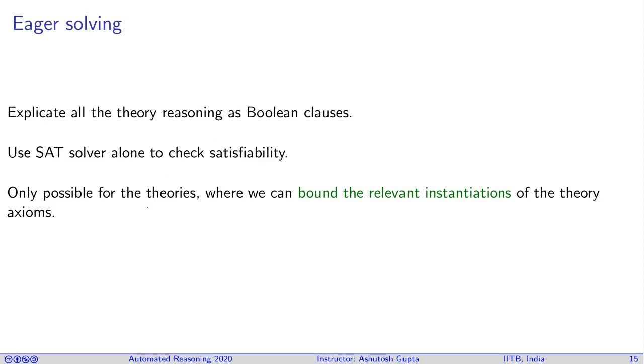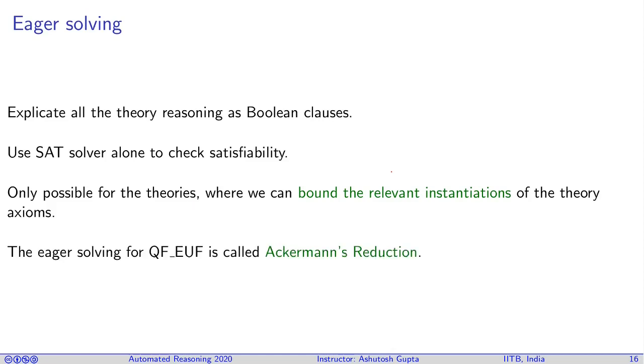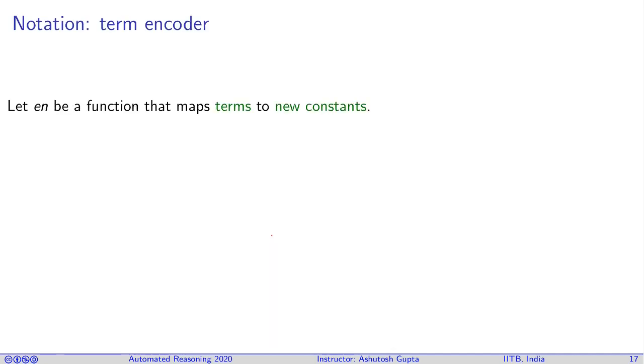So this method generally does not work, but is only possible for the theories where we can bound the relevant instantiation of the theory axioms. In this particular case, that is possible, and we will see later on a proof where we show that the bounded instantiations are sufficient to prove the satisfiability of a formula. So this method of eager solving using SAT solvers is called Ackermann's reduction. Let's see what Ackermann's reduction is.